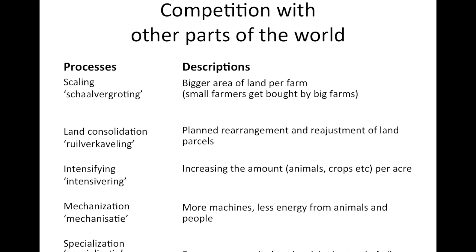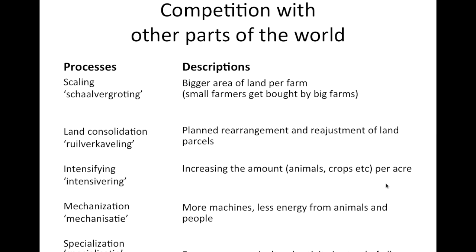So, with these artificial fertilizers, a large area on the map that had previously been unused could now be used for agriculture. And so these farms became a lot bigger, and this process is called scaling, in Dutch schaalvergroting. Also, what they did was they increased the amount per acre, either animals or crops.